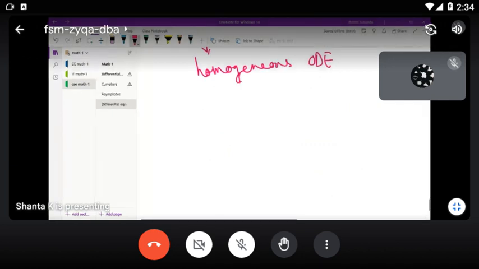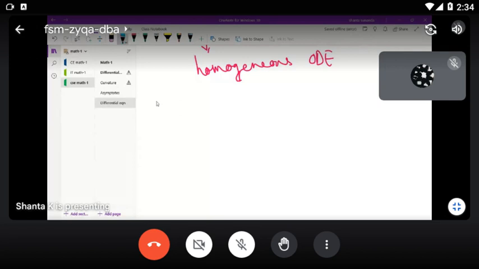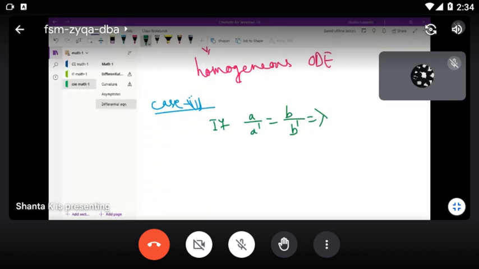Okay. I have also one more. You can see when we have parallel lines, instead of this, if a by a dash equals to b by b dash equals to lambda, that means here we have the parallel lines, whereas before we had the intersecting lines. So instead of lambda, we can consider 1 by lambda.